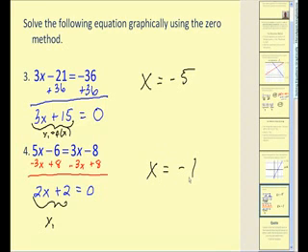So that wraps up how to solve linear equations graphically. Of the two methods, I prefer the intersection method because you don't have to do any algebraic manipulation to the equation. And you can see using the 0 method, you do have to perform some algebra first, which may or may not be easier than just solving it algebraically to begin with.